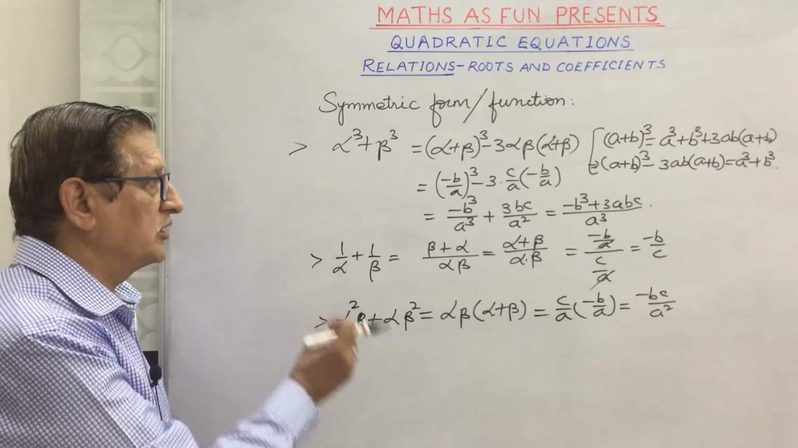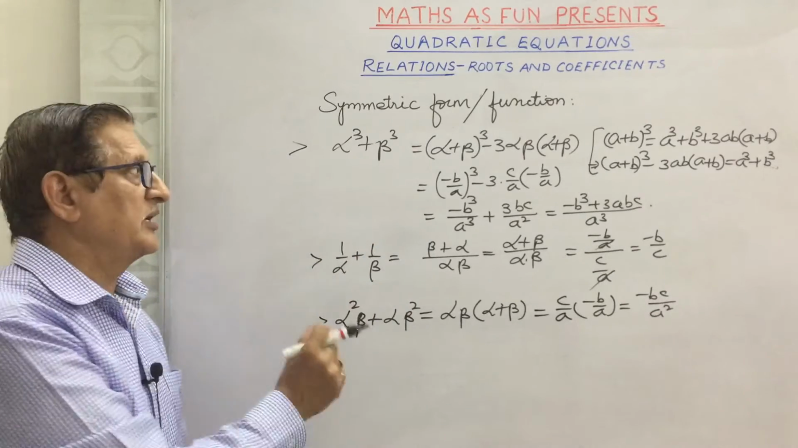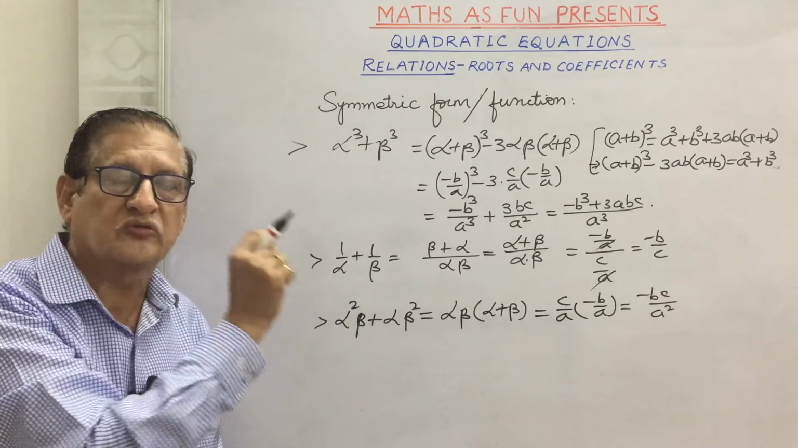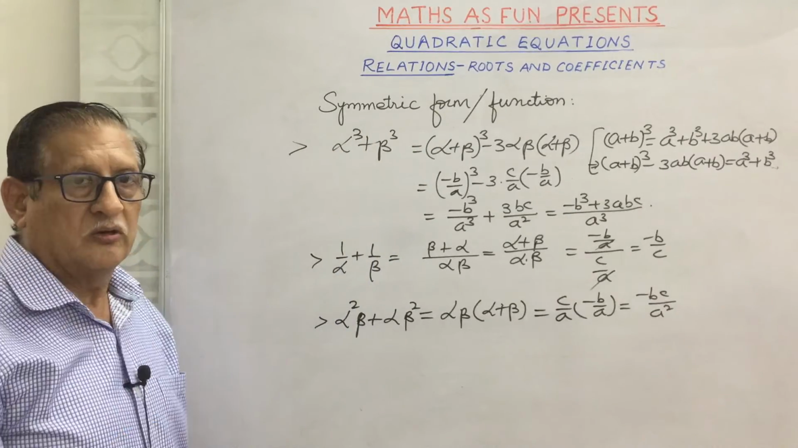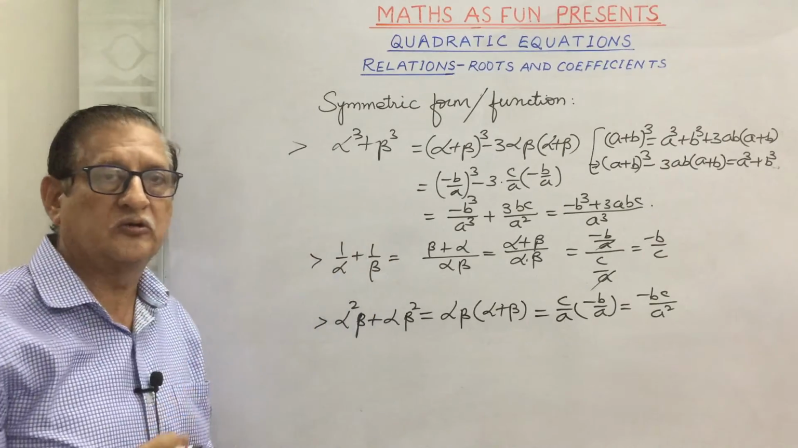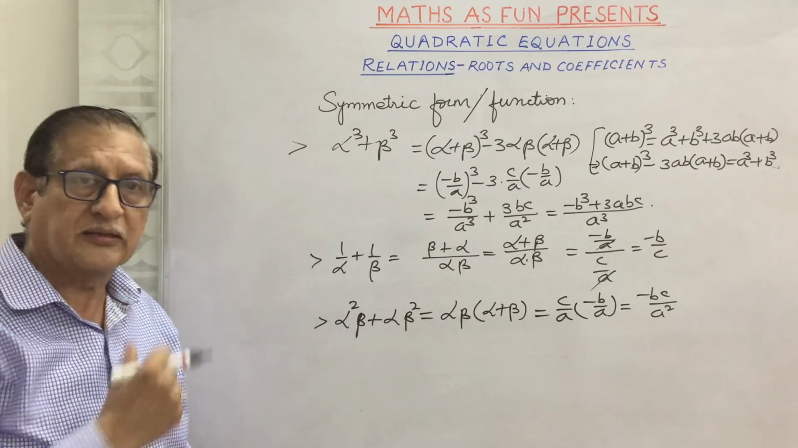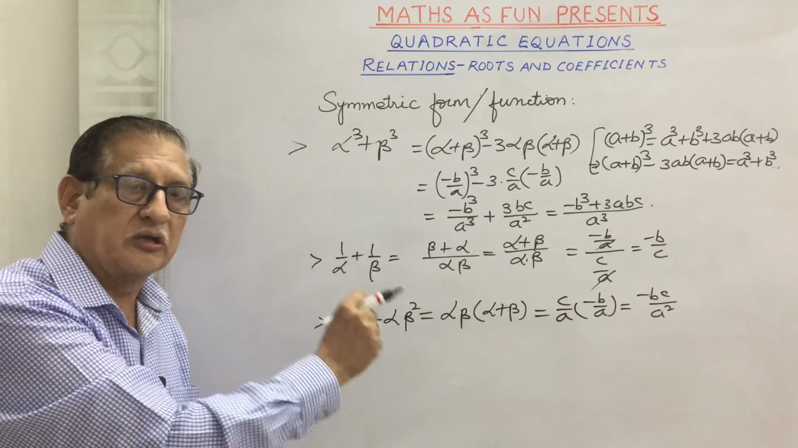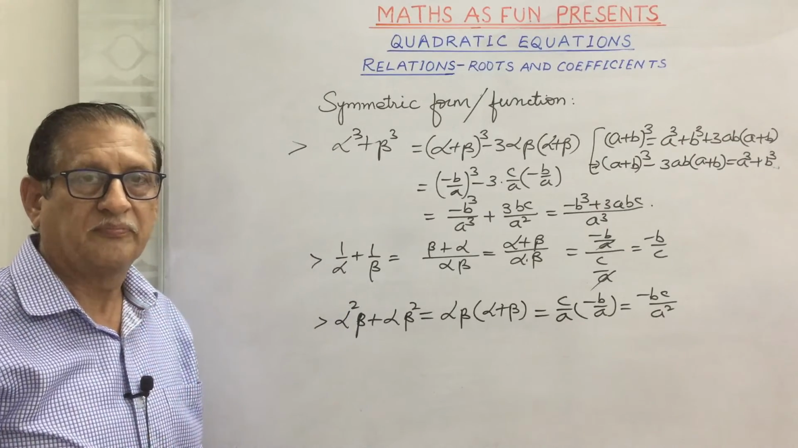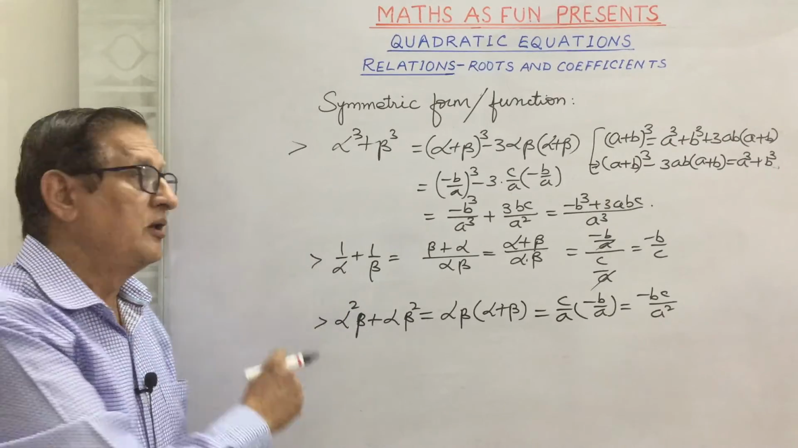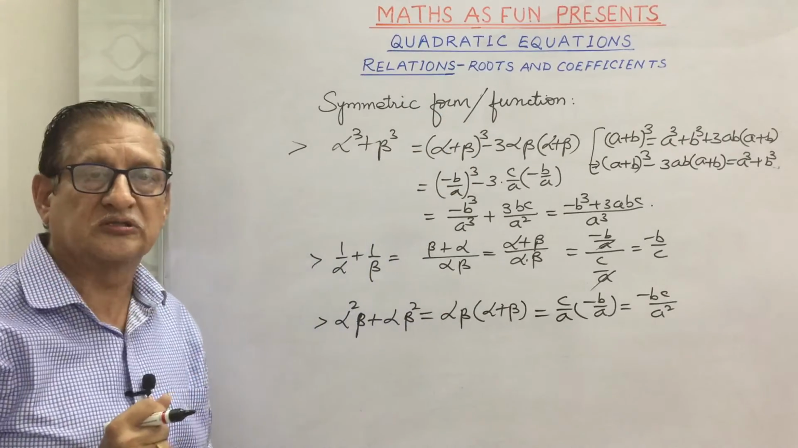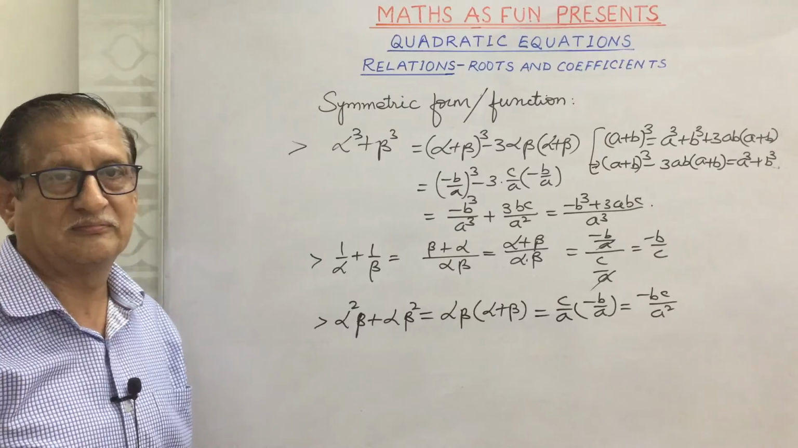The main thing to understand here is, in case we have any of the symmetric form or symmetric function in terms of roots of a quadratic equation, we will convert it into the form of alpha plus beta and alpha into beta. And then we can make use of the relationship between the roots and the coefficients. Without finding alpha and beta, we can find the values of these symmetric forms and symmetric functions very easily.